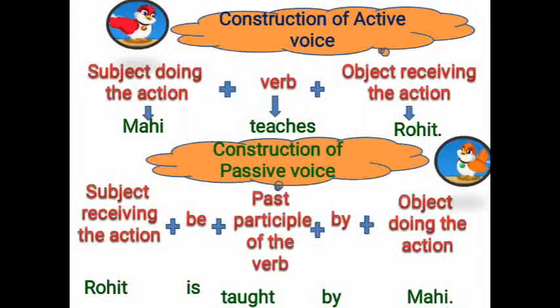So first we change the places of Mahi and Rohit. That means subject changes to object and object changes to subject. Then we use the past participle of the verb along with the double verb, that is, along with the be form. So "is taught" is the double verb followed by the preposition "by" and followed by the object, which was the subject in the active voice. So here Rohit is the subject receiving the action, "is" is the be form, "taught" is the V3 form, "by" and the object doing the action is Mahi.